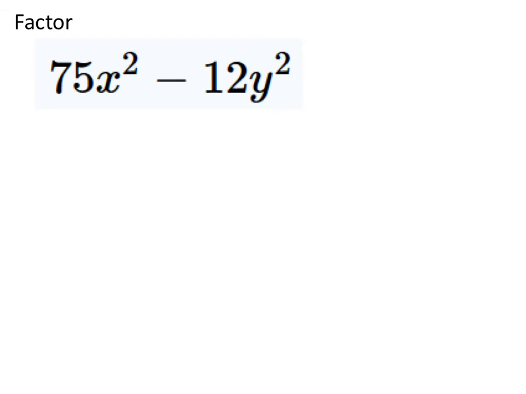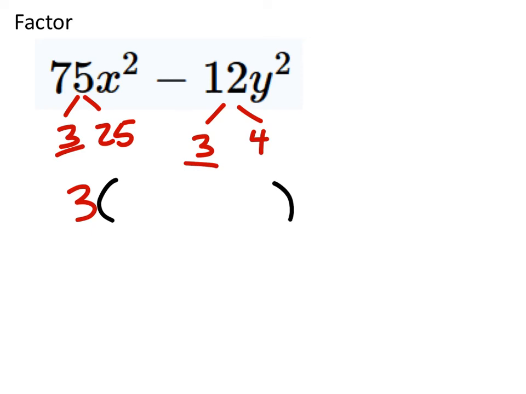This one, we kind of look at and we think, what the heck, right? There's no perfect squares, at least in the numbers, which is a little cumbersome. But we can split up 12 into 3 and 4, and 75 actually splits up into 3 and 25. The reason we do that is because 3 is the greatest common factor that I can factor out from this expression. So that leaves me with 25 x squared minus 4y squared. And why is that important? Because 25 and 4 are both perfect squares, which is what we want.